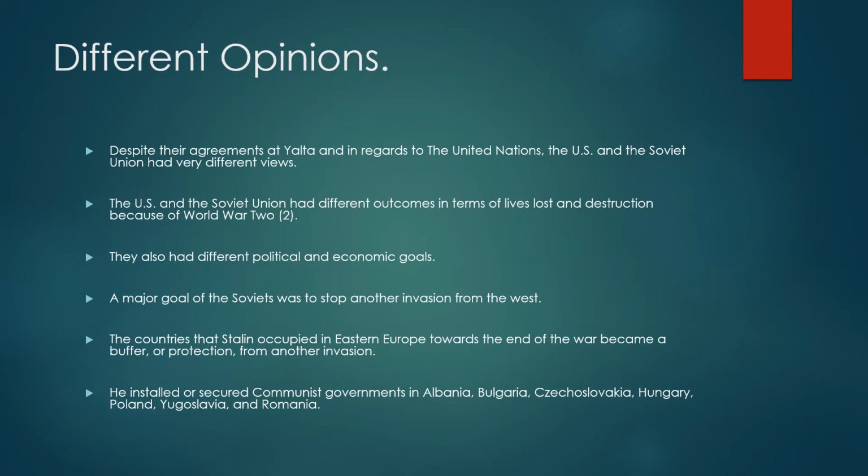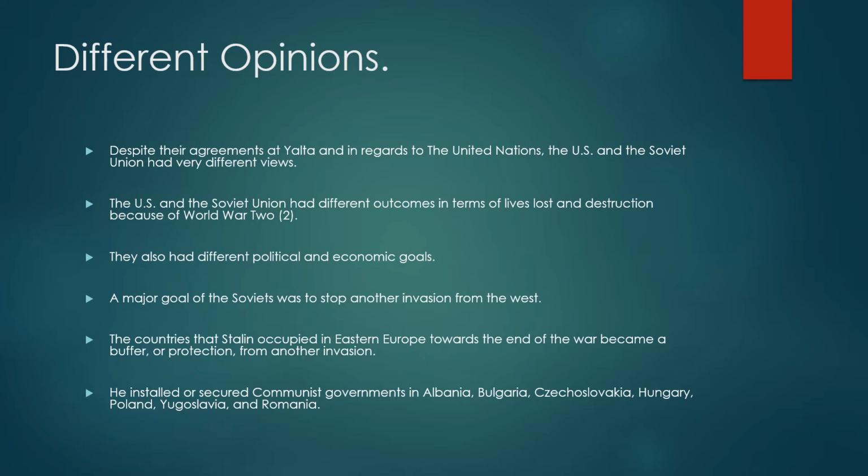They also had different political and economic goals. Now, a major goal of the Soviets was to stop another invasion from the West. Okay, so they don't want any more countries invading them. So to do this, the countries that Stalin occupied in Eastern Europe towards the end of the war became a buffer or protection zone from another invasion.